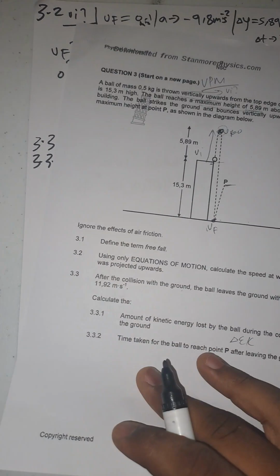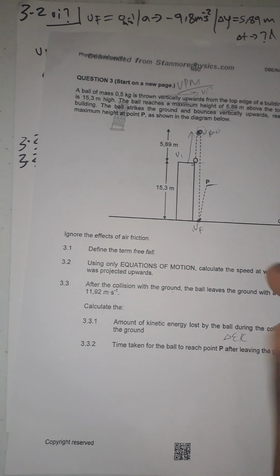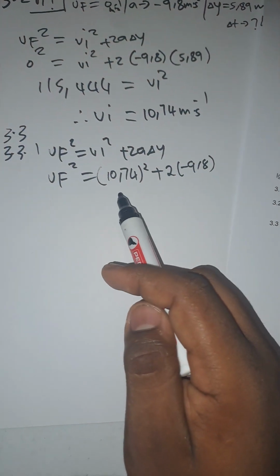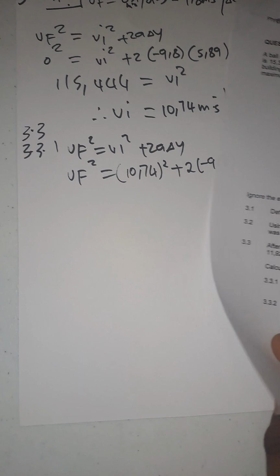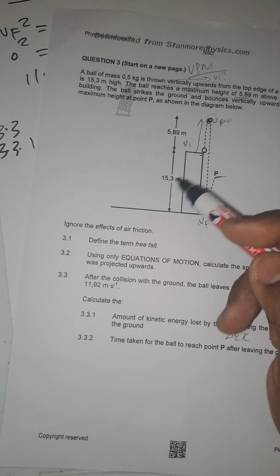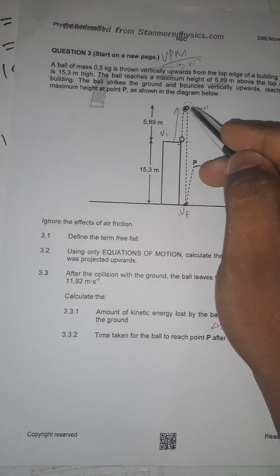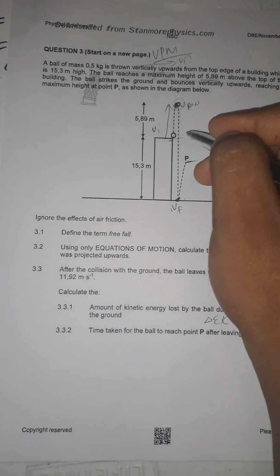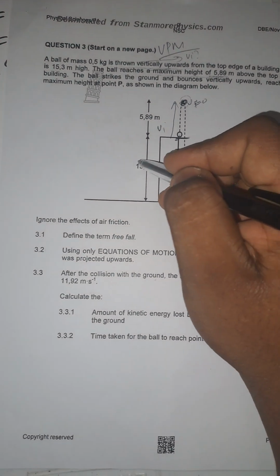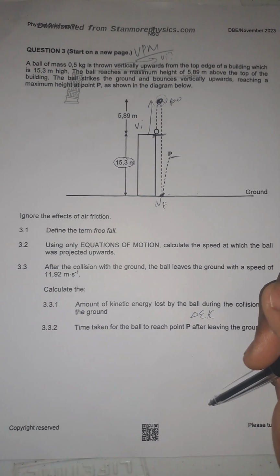But now check something here. I just told you that you can even calculate from here to here. Since I included the Vi here, I am going to use this height, 15.3. Why am I using it? If the ball goes from here to here and comes back here, it is the very same thing, so they basically cancel out. So I am allowed to use this height and this velocity of 10.74 meters per second.